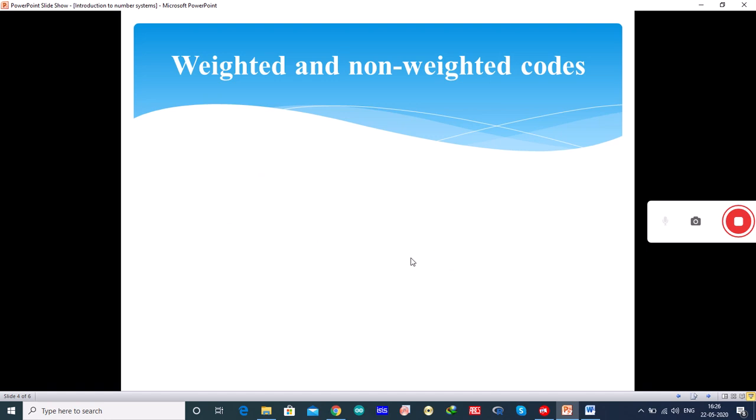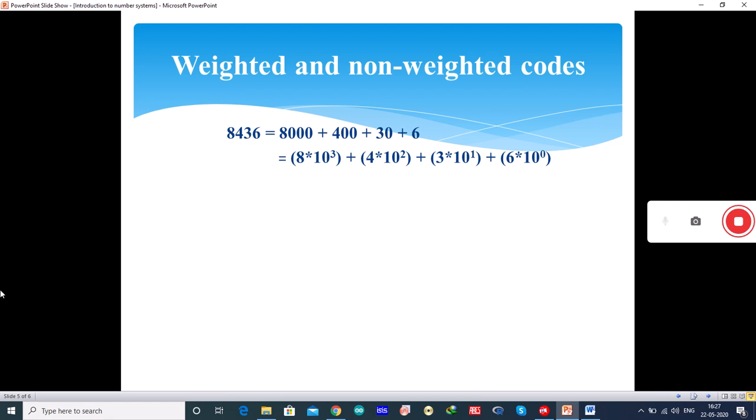Now let's discuss weighted and non-weighted or unweighted codes. For this, consider the number 8436. It can be written as 8 thousands, 4 hundreds, 3 tens and 6 ones. The same can be written as 8 into 10 power 3 plus 4 into 10 power 2, where 100 is 10 power 2 and 1000 is 10 power 3, plus 3 into 10 power 1 plus 6 into 10 power 0. The coefficients are 8, 4, 3 and 6, and the powers of 10 determine the position here.